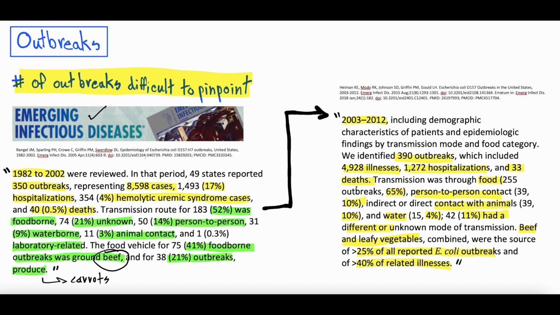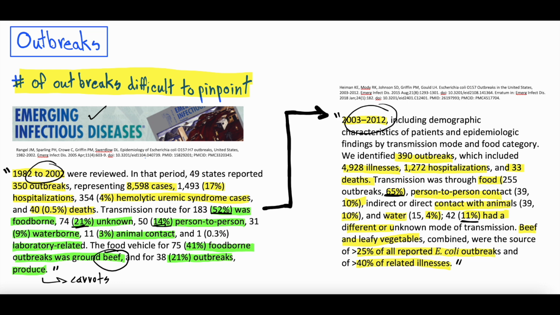So if we compare these two time periods, this is the more recent period as compared to this period, obviously, what we can see here is that some of the patterns are very similar. 52% were from food compared to 65%. So a little more of these outbreaks were from food. You can see that 21% were unknown, whereas now the unknown is much lower, 11%. Means we're getting better at being able to detect what they're coming from.